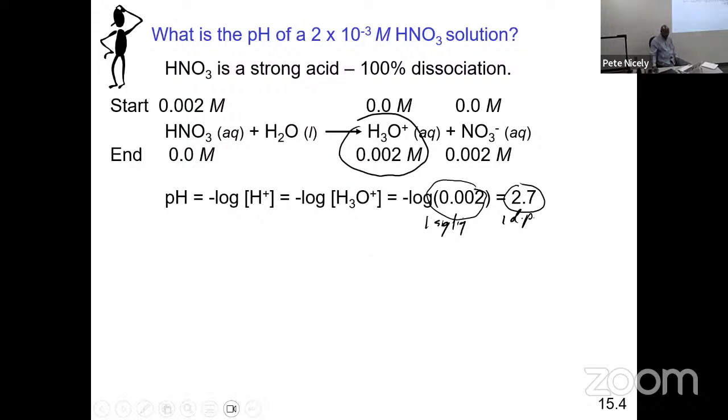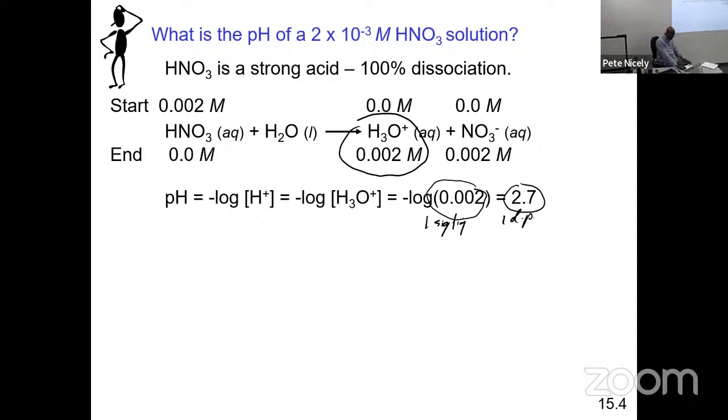Any questions? So you only log the first product that you get, because you only took log of H3O. Right, because that's the definition of the pH. NO3 doesn't come into it when it comes to calculating pH, because the definition of pH is minus log of the hydronium ion concentration. Okay, any other questions?